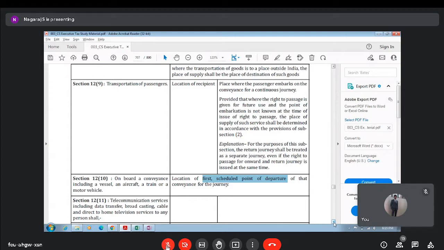And they told that it is 500 per movie plus GST extra. Assume 500 per movie. Where is the place of supply? What is the place of supply? US. Is US within India? No. Then GST is exempt. It is not taxable. Okay.